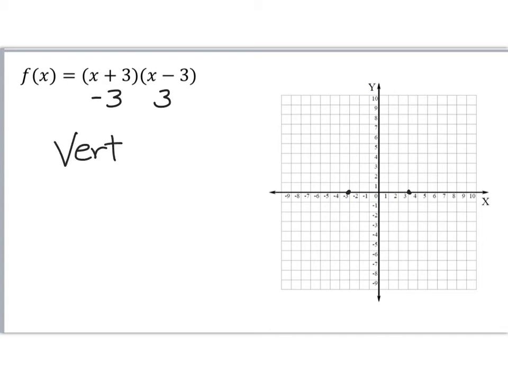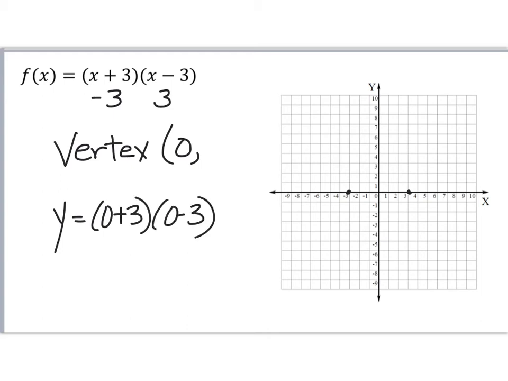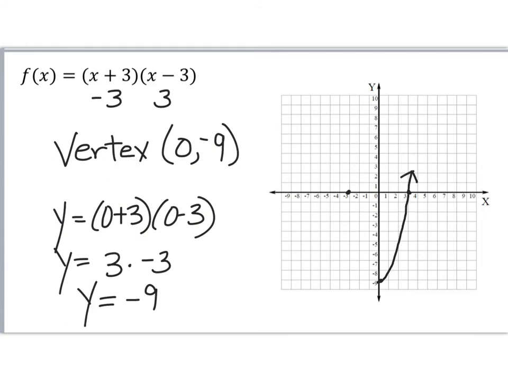Now, if you're like, what? Then do the negative 3 plus 3 divided by 2. You're still going to get a 0. Then I'm going to put this in to find my y value. 0 plus 3, 0 minus 3. And I'm going to get a 3 times negative 3. See how those are opposites of each other. So y equals a negative 9. So I'm going to find 0, negative 9. It's right here. The next part is to try to make a U shape instead of a V shape, because a V shape would be an absolute value graph.